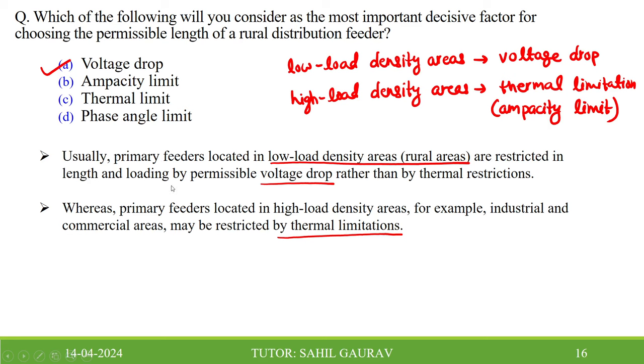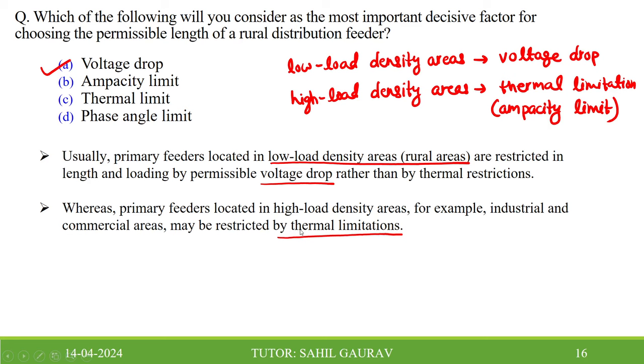So this is obvious because in low density areas the power requirement is just sparse, and it is generally higher in length. So voltage drop is the primary criteria, while thermal limitation will not be the first criteria. And in high load density areas, thermal limitation is the major decisive factor, because the demand is more in a just nearby area.